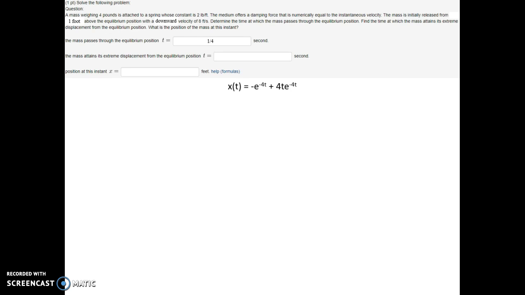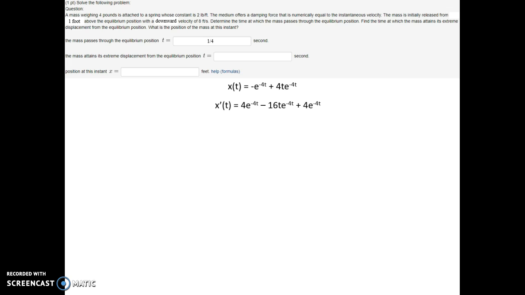For our next problem, we have to find at what time the mass attains its maximum displacement from the equilibrium. We know that when it gets farthest from the equilibrium, the velocity will be equal to 0, because at that point, the mass will be moving farthest from the center position. It will begin to accelerate back towards the center position. For a brief instant, it'll stop moving entirely before it turns around and heads back towards the equilibrium.